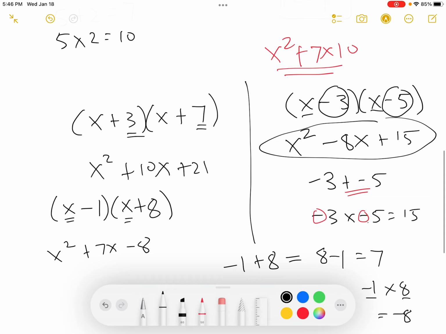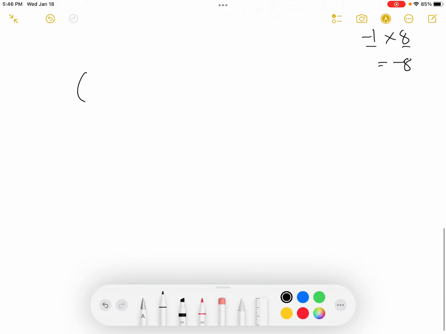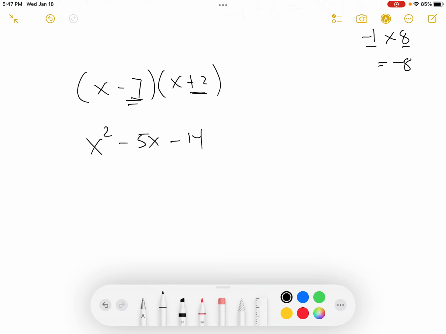Okay, let's do one for you to work on to close this off. X minus 7, x plus 2. Okay, x squared, negative 7 plus 2 is negative 5. Negative 7 times 2, negative times a positive is a negative, and we're done.